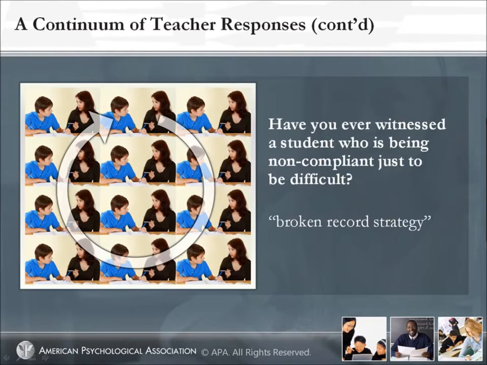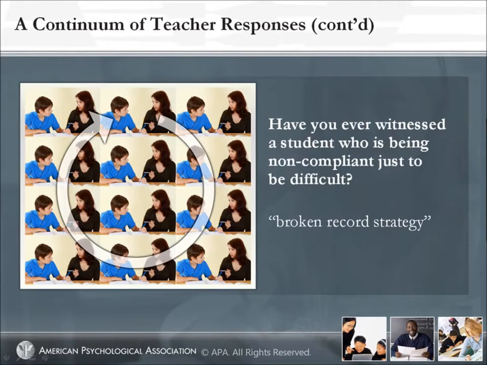Teacher: Josh, please open your math book to page 43. Josh: Yeah, wait a minute. I've just got to do one thing. Teacher: Josh, please open your math book to page 43. Josh: Yeah, geez, you're so impatient. Teacher: Josh, please open your math book to page 43. Josh: Okay. Pulls out math book and finds page 43.